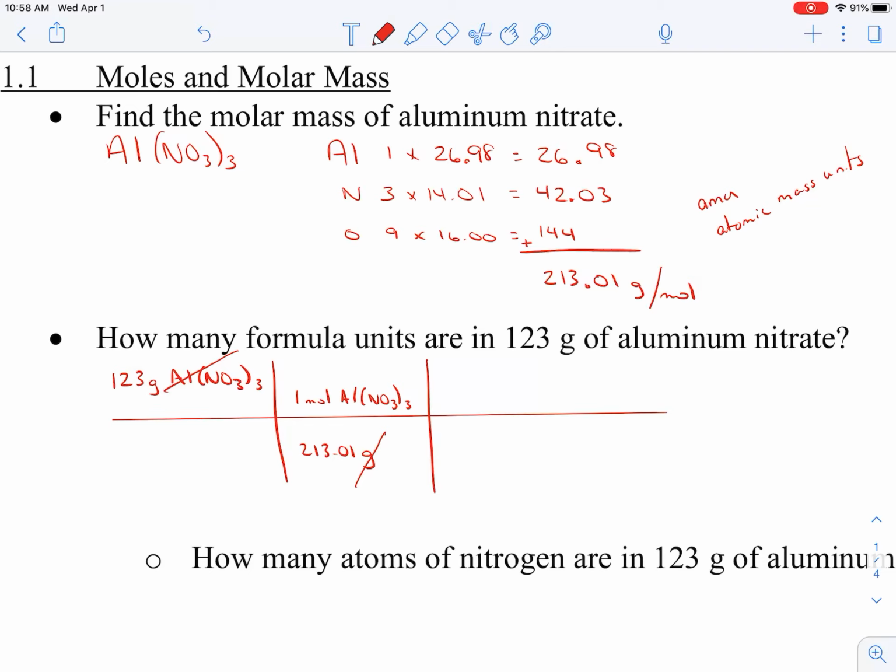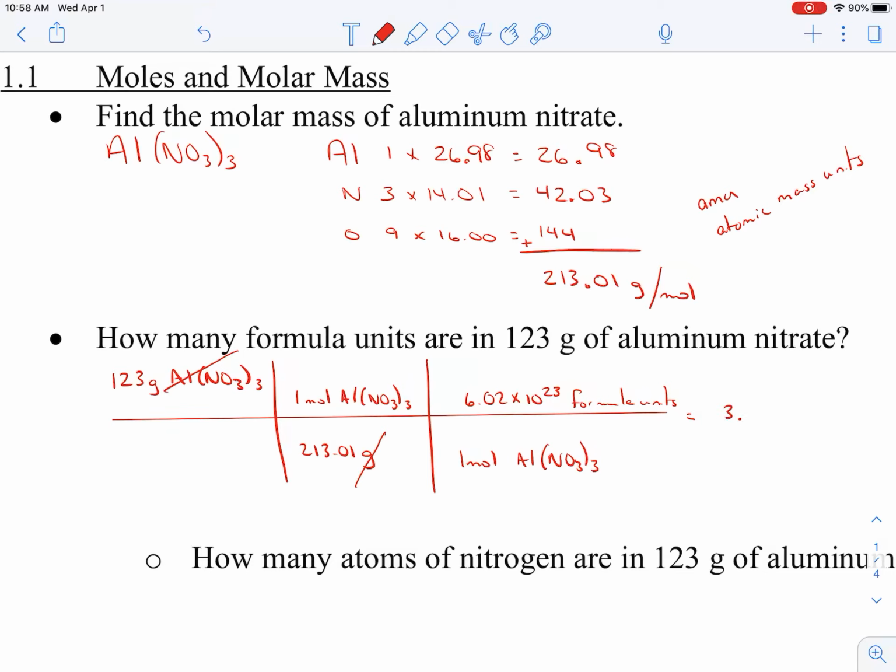And then our last step is we'll put 1 mole of AlNO3, and on top, we're going to put Avogadro's number, 6.02 times 10 to the 23rd. And this is formula units. And then we just do our math. Typing this in, hopefully we do it correctly, we take 123 times 6.02. Remember, we're using that E button. And then divide by 213.01. If we keep sig figs, there are 3 there, so our answer will have 3.